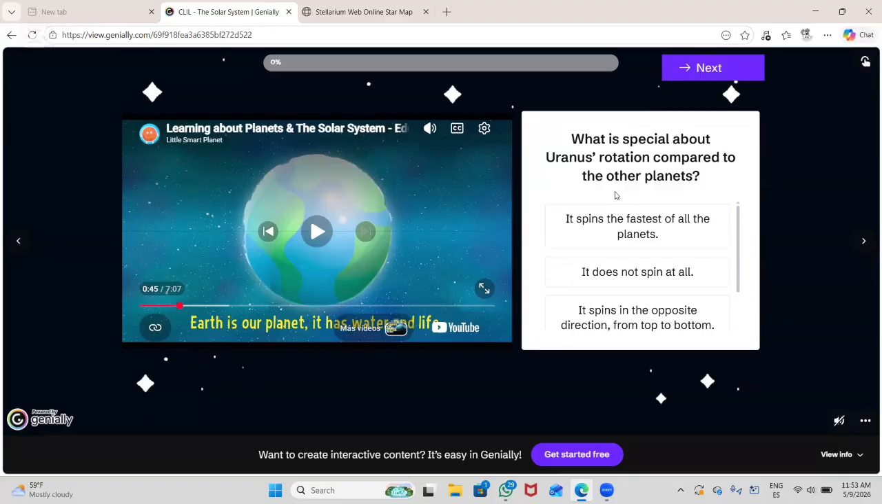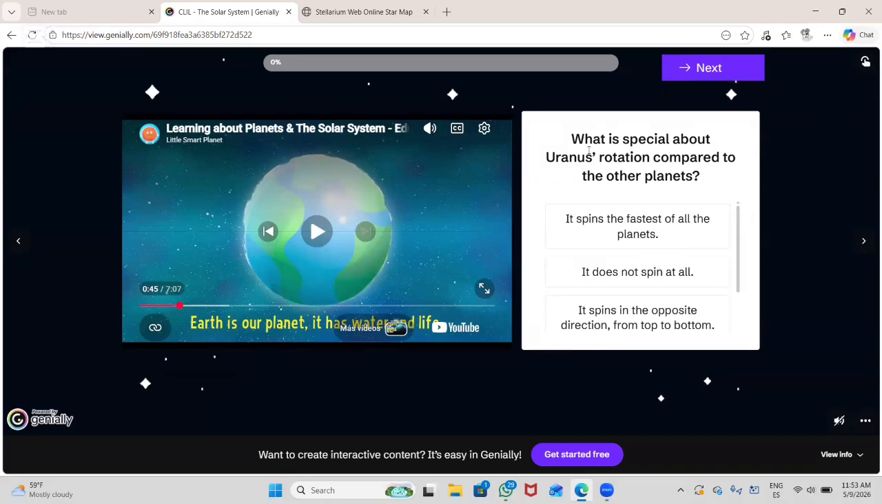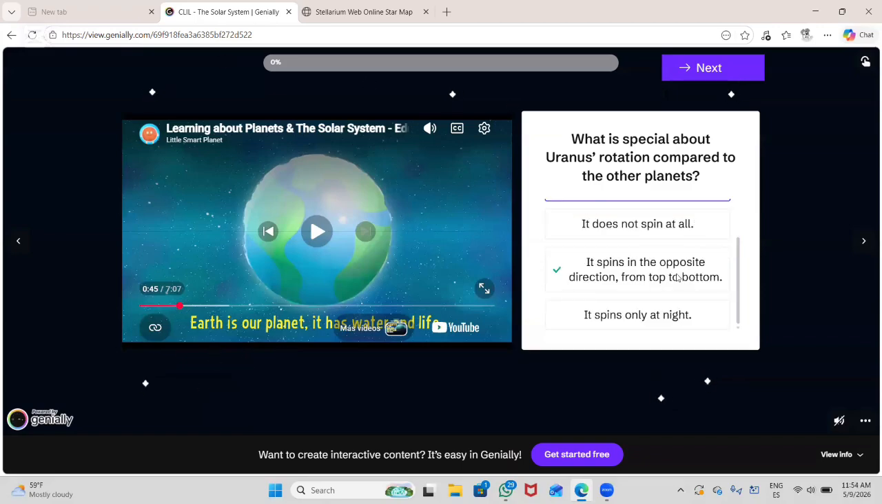Now, let's check your comprehension. Look at the question on the screen, read the options carefully and think about the answer. What's special about Uranus' rotation compared to the other planets? It spins the fastest of all the planets. It does not spin at all. It spins in the opposite direction from top to bottom, or it spins only at night. What do you think, Flor and Lorena? The first. I think the first. The first option. Okay, we'll check. So the correct one is the third one. It spins in the opposite direction from top to bottom.